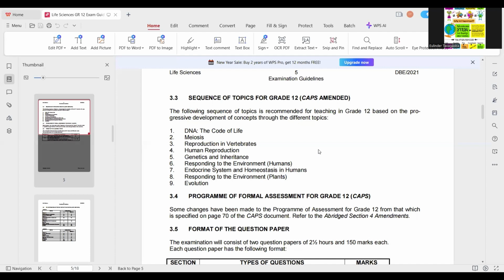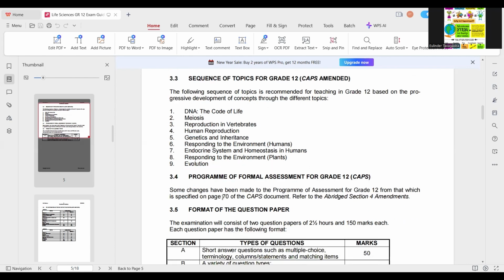I'm going to go through the topics that you're going to study for the whole course of life science. So basically, we are going to have 9 topics: the DNA, the code of life, meiosis, reproduction in vertebrates, human reproduction, genetics and inheritance, responding to the environment, that is humans, then endocrine system and homeostasis in humans, responding to the environment, that is plants, and then evolution. So these are the topics that you're going to study for your grade 12 course.